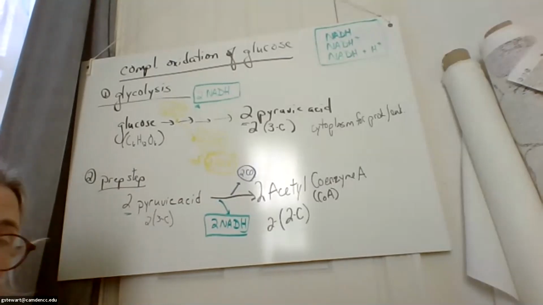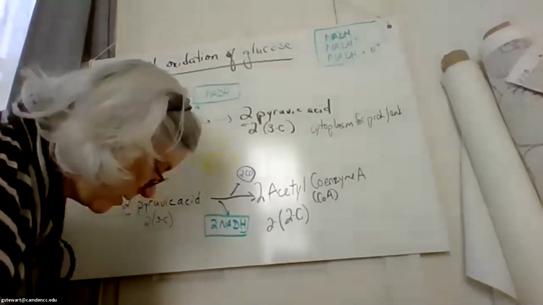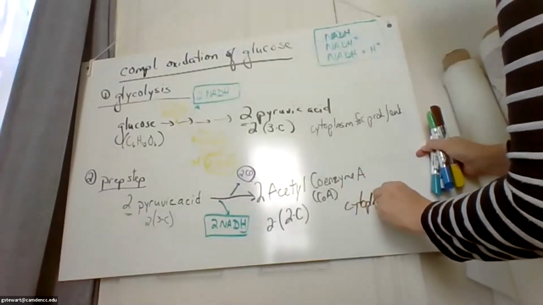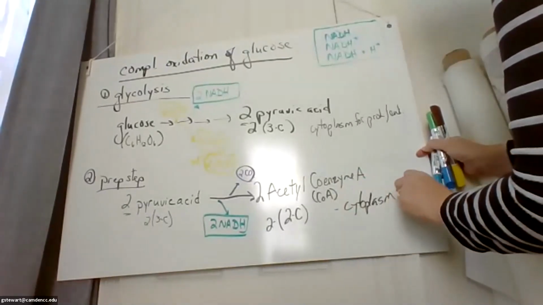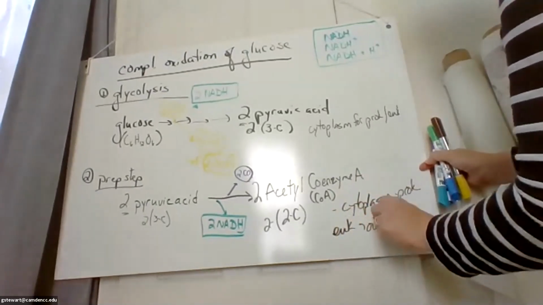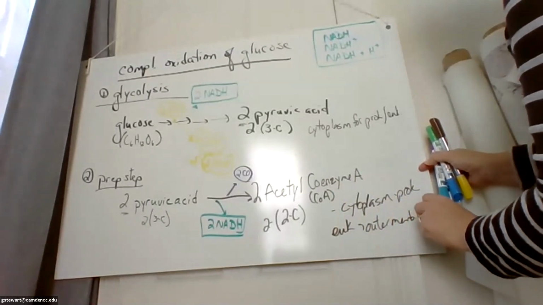Where does this happen in the cell? In bacteria, the cytoplasm. Cytoplasm for the bacteria. And for eukaryotes, this happens in the outer membrane, the outer phospholipid bilayer, the outer membrane of the mitochondria.